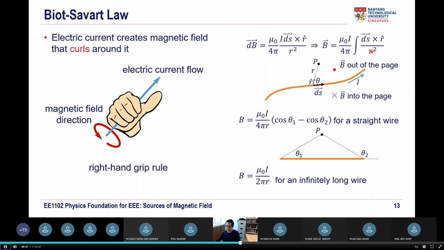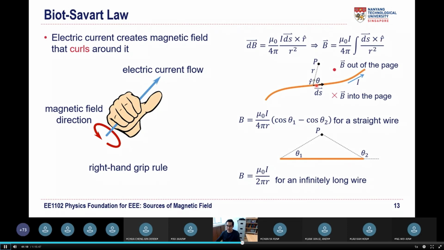What that says is that if you are very close to the wire, the contribution of that part is going to be very strong. Whereas if you are far away, the contribution is going to be very small, because its dependence is the inverse of r squared. And then again, this cross product gives you the direction.